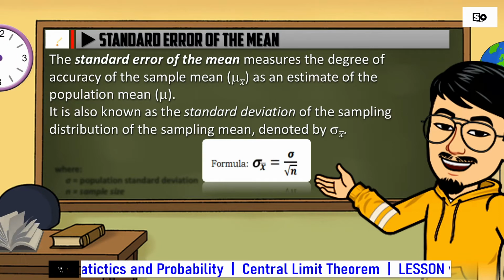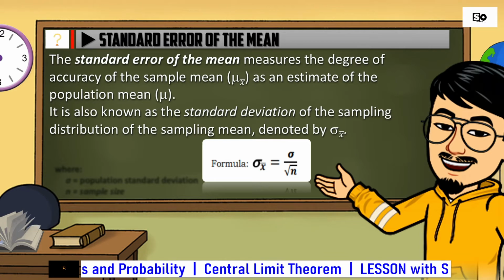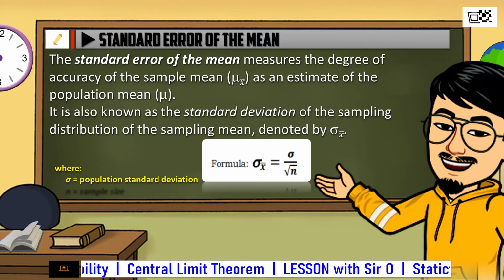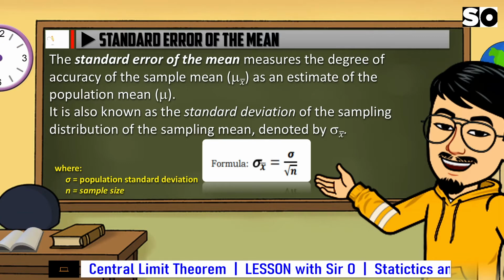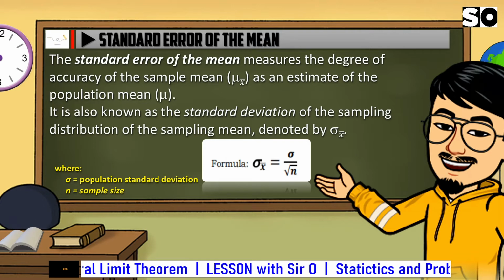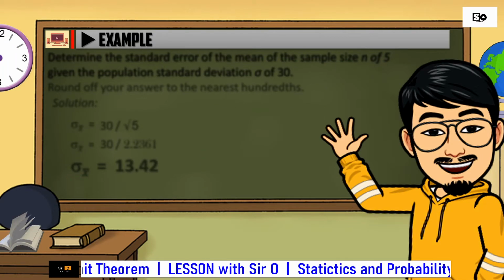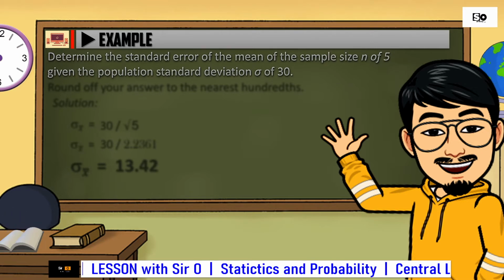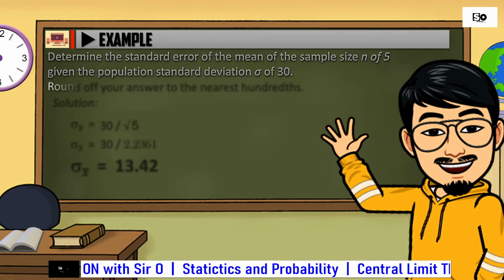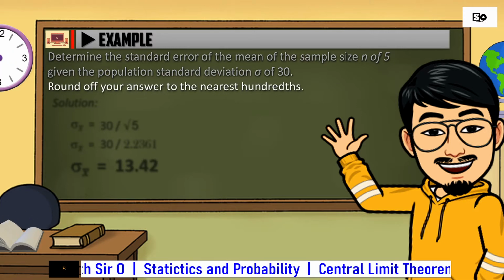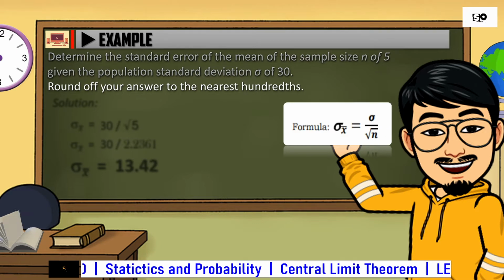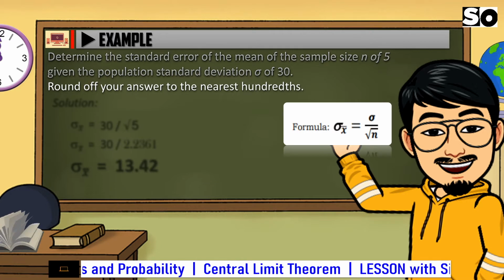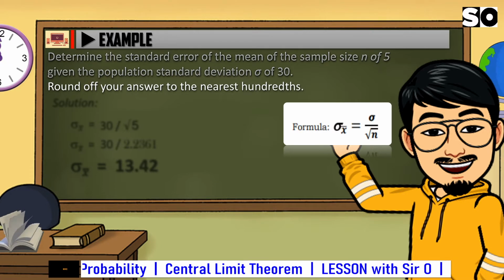Formula: sigma x bar equals sigma over square root of n, where lowercase sigma is the population standard deviation and n is equal to the sample size. Example: determine the standard error of the mean of the sample size of 5 given the population standard deviation of 30. Round your answer to the nearest hundredths. Using the formula, the standard error is equal to the standard deviation over the square root of the sample size.